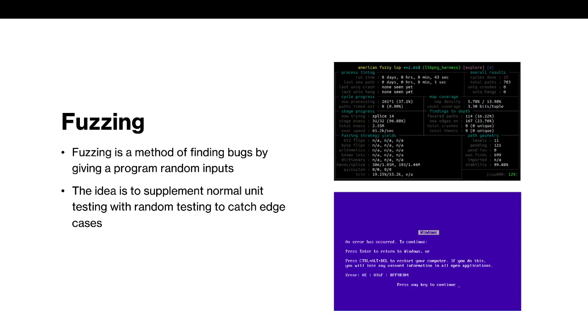Fuzzing is a method of finding bugs by giving programs random inputs. The idea here is it's meant to be another form of testing in your test suite. It's meant to supplement the regular unit testing that you might use to find bugs, and the idea behind fuzzing is to specifically find crashing bugs, since crashes can be used for some pretty nasty security exploits, along with just being inconvenient.